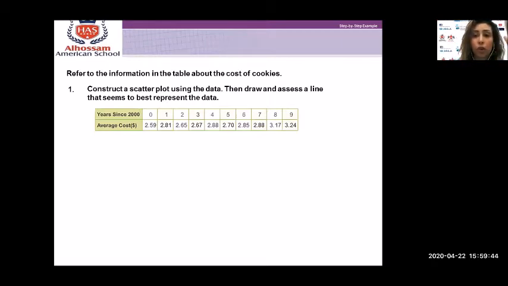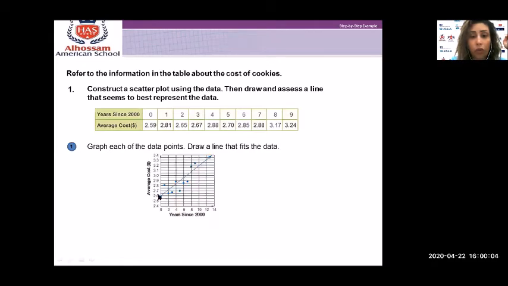I need to draw the scatter plot as we learned yesterday. We are going to plot x and y, where x is the years and y is the cost in each year. First of all, graph each of the data points, then draw a line that fits the data. I'm talking about the line of best fit. I'm going to choose a line that connects the points in the best way. That's why it's called the line of best fit.